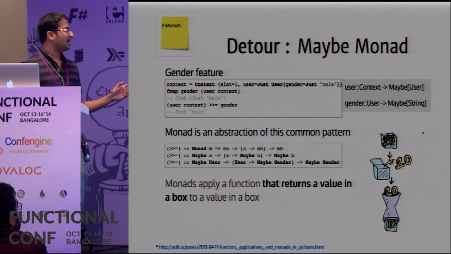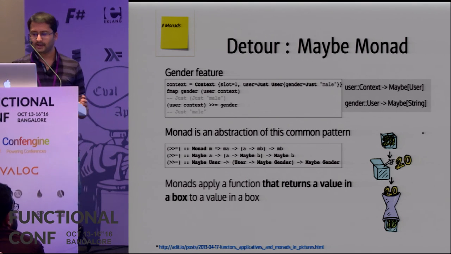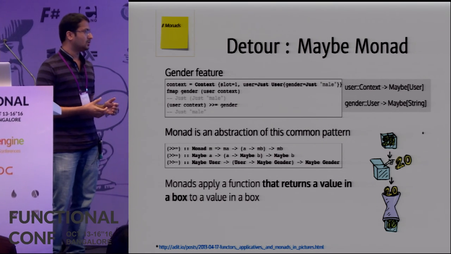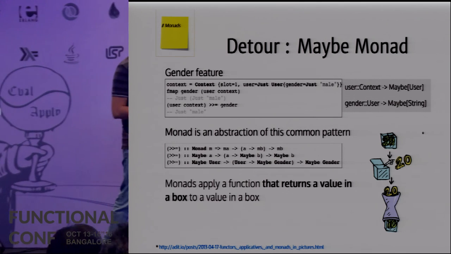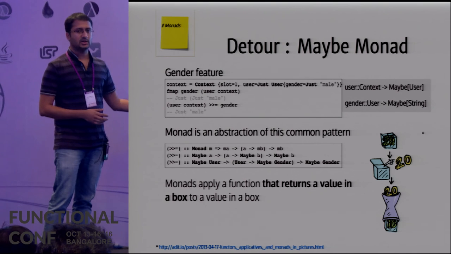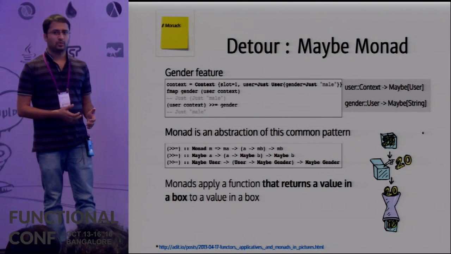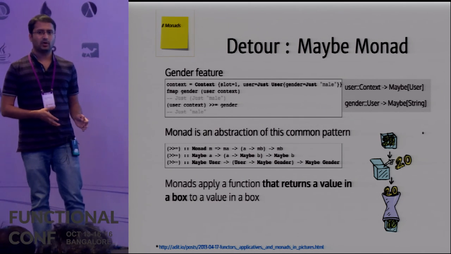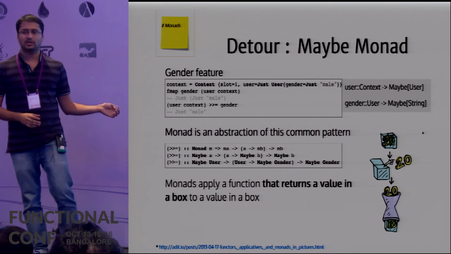It turns out monad is an abstraction of this common pattern. I'll again use the box analogy here. Monads help you apply a function that returns a value in a box to a value in a box. Let's say you have a function here which is a half function. This function takes a number as input and returns half of the value as output. In this example, it works only for even numbers. It doesn't work for odd numbers. For even numbers, it returns a just 10. For odd numbers, it returns nothing.